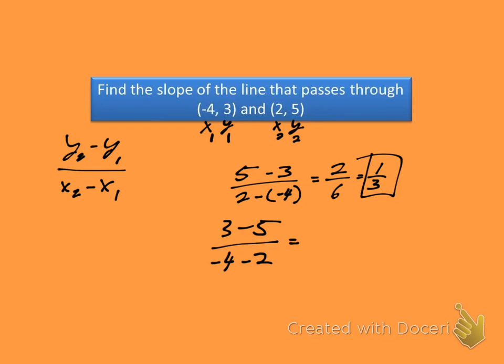3 minus 5 is negative 2. Negative 4 minus 2 is going to be negative 6. All right? Negative over negative means positive. 2 over 6, 1/3.